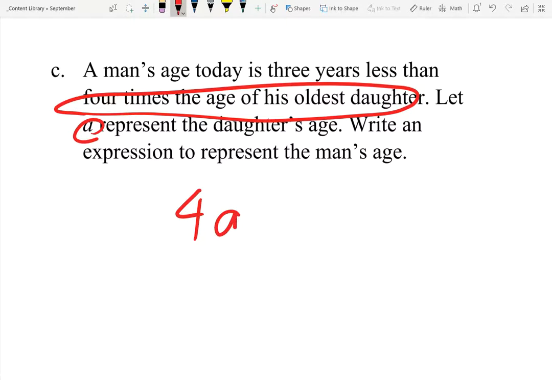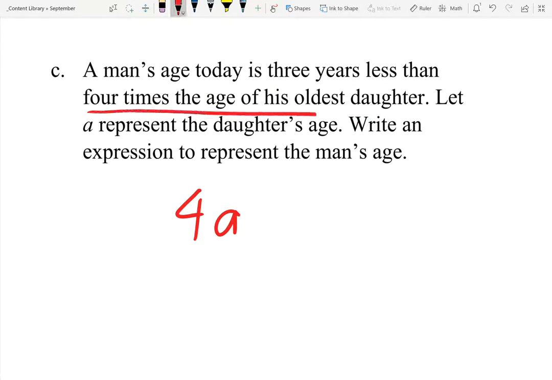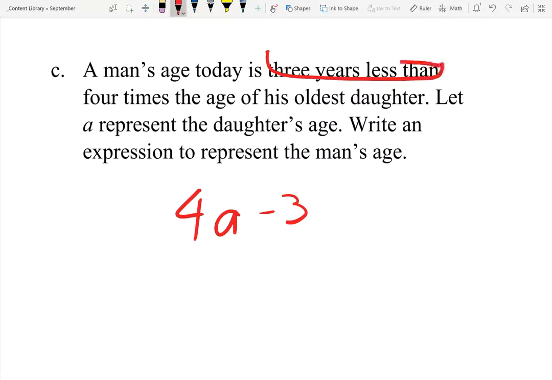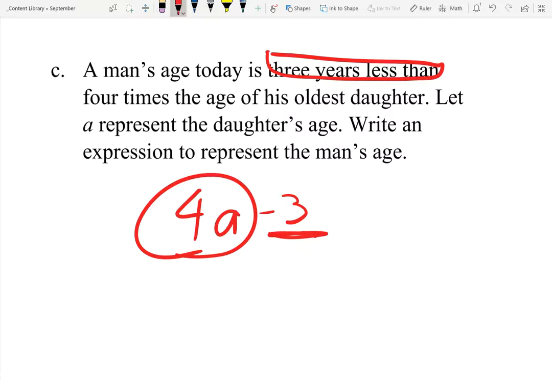So 4 times the age of the daughter, right? 4 times the age of the oldest daughter, that's 4 times A. But we have 3 years less than that. So take that and subtract 3. That would be 3 years less than that. So we kind of did this almost backwards because it just sort of needed to be that way. 4 times the age of the oldest daughter is very easy to come up with because it's just 4 times the age of the daughter. But when you see 3 years less than, you have to take that age and subtract 3 to have 3 years less than. So that's the expression for that man's age.